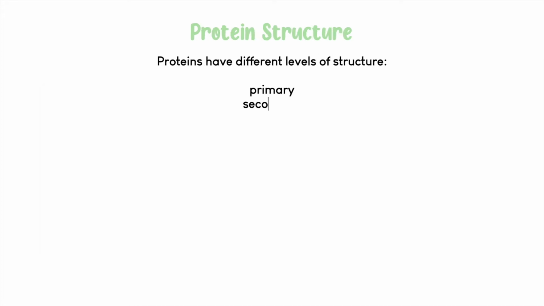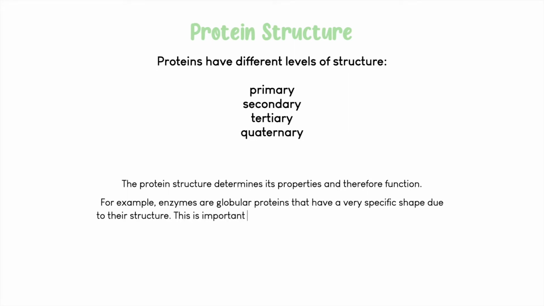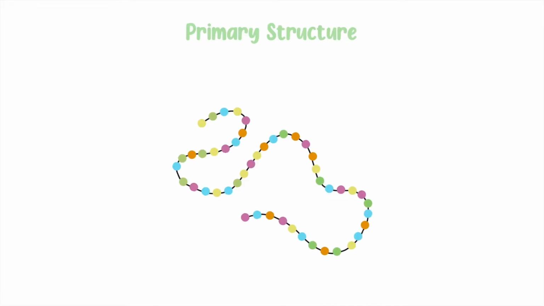Proteins have different levels of structure: primary, secondary, tertiary, and quaternary. The protein structure determines its properties and therefore function. For example, enzymes are globular proteins that have a very specific shape due to their structure. This is important to their function, as only one substrate will fit to its active site, therefore they will only catalyze one reaction. Primary structure is the sequence of amino acids forming the polypeptide.